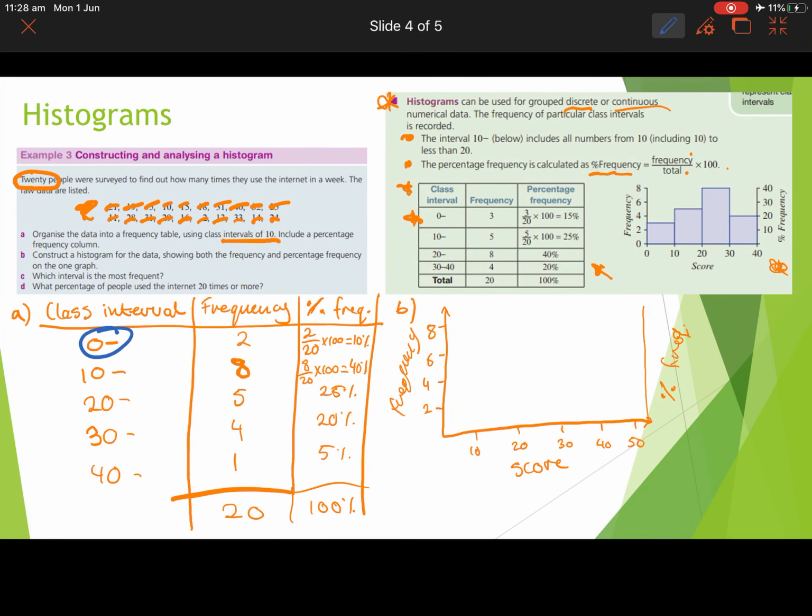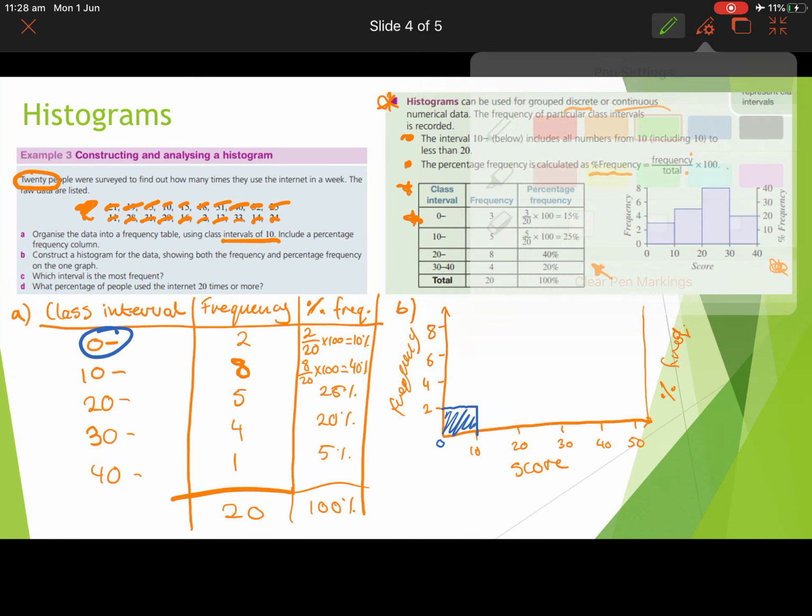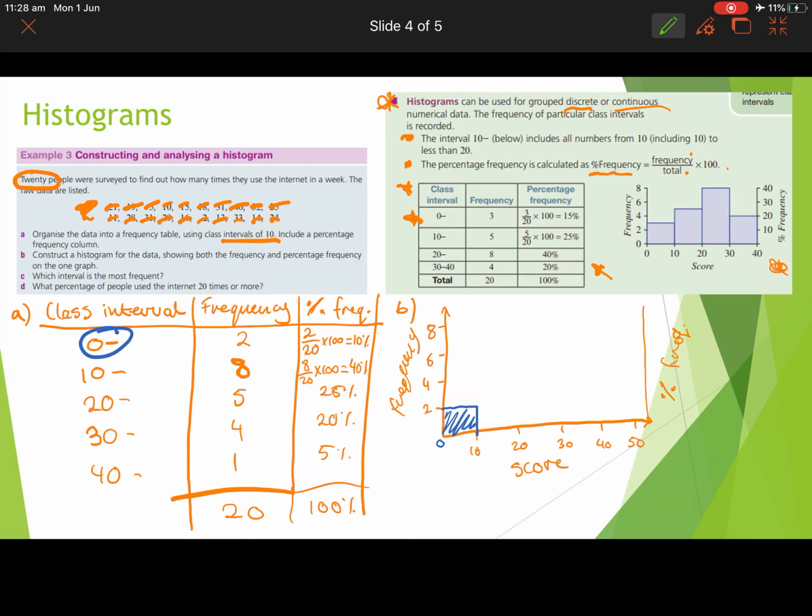Right, so from 0 to 10, I had 2. Keep in mind here, guys, because this is 0, from 0 to 10, that's why I've got my block there. I'm just going to change colour for each one so that you can always see the difference. Okay, so from 10 to 20, we've got 8. So we're going to go all the way up to 8 for our next one, over to 20.